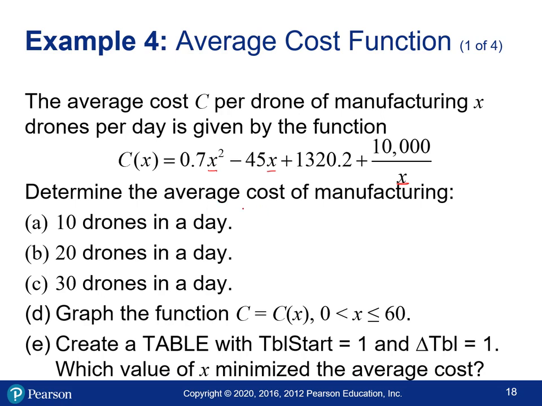Okay, so to determine the average cost of manufacturing 10, 20, 30 drones a day, graph the function for all the X values between 0 and 60. So that's saying from making no drones to making 60 drones in a day. And then create a table, and this would be using a graphing calculator with the table starting at 1 and what X value minimizes the average cost. So we'll talk about that when we get to that one.